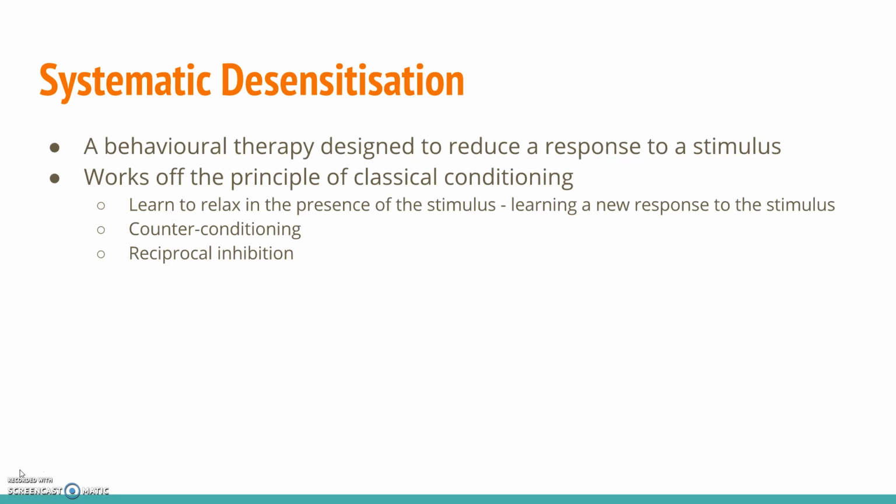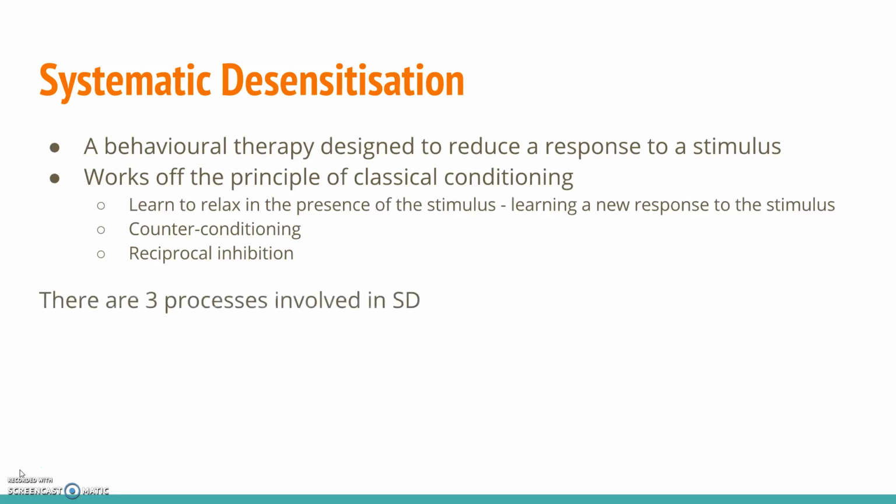Okay? Reciprocal inhibition essentially means that two opposing feelings can't exist in the same space at the same time. Okay, so if you are learning to relax in the presence of a spider, let's say, relaxation and fear can't exist at the same time, and therefore the relaxation will take over the fear response. Okay, that's reciprocal inhibition and counter conditioning.